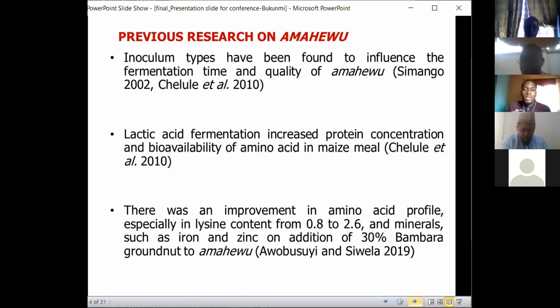Before I go to previous studies, I would like to explain how Amaheu is produced. Amaheu is produced basically from maize flour, and this is just like, I'm sorry to say this, many of my colleagues from Nigeria will know ogi. It's produced like ogi, from maize.